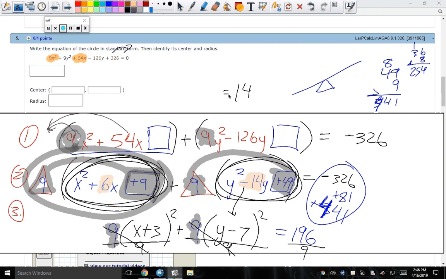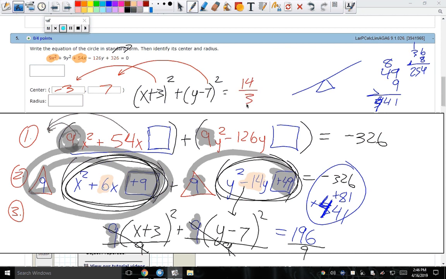Okay, so what's left is (x + 3)² + (y − 7)². And now you see that my center is going to become (−3, 7). And what's my radius? It's not actually 14. It doesn't go to a whole number. So the radius is actually 14 over 3. 14 over 3? Okay, no worries.